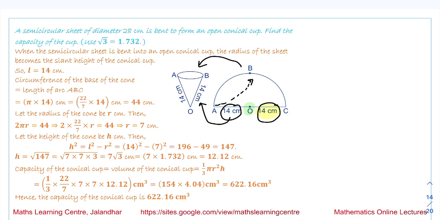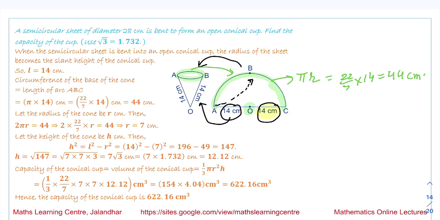If we are talking about the circumference of this AB, that will be equal to the circumference, this length ABC over here. Both these lengths will be equal. So this is the circumference of the semicircle. Circumference of semicircle is pi into r, so that is 22 by 7 into 14, that is equal to 44 centimeters.